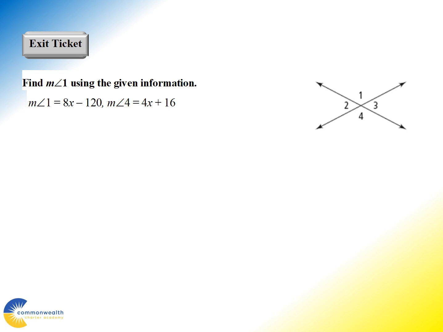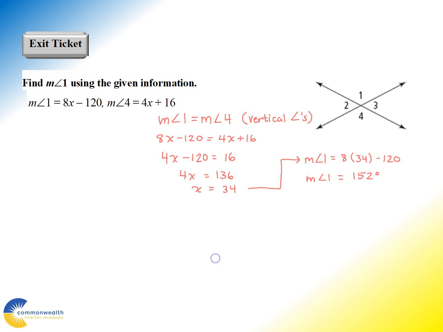Here they're giving us information about the measurements of angles 1 and 4. And as we can see in the figure, angles 1 and 4 are vertical angles. And we know vertical angles are congruent, so these two measurements should be equal to each other. So when we set up our equation, we're going to state that because the vertical angles are equal to each other, I would then solve for x using algebra, so subtract 4x on both sides, add 120 to both sides, and get x equals 34.